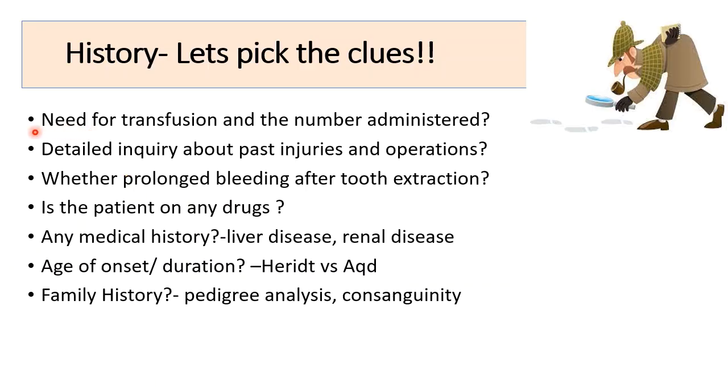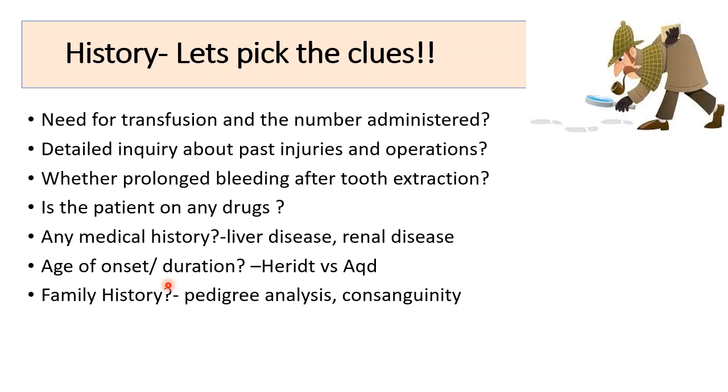The history gives us certain clues like the need for transfusion and the number of transfusions administered, detailed inquiry about past injuries and operations, whether there was any prolonged bleeding after injury or after surgery, whether there was any prolonged bleeding after tooth extraction, whether the patient is on any drugs, any medical history like liver disease or renal disease, and the age of onset and the duration of symptoms, which helps us to determine whether it is a hereditary condition or an acquired condition.